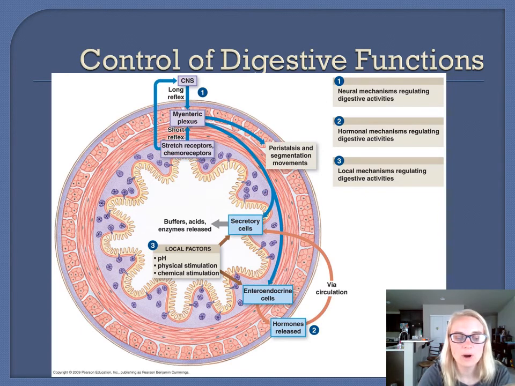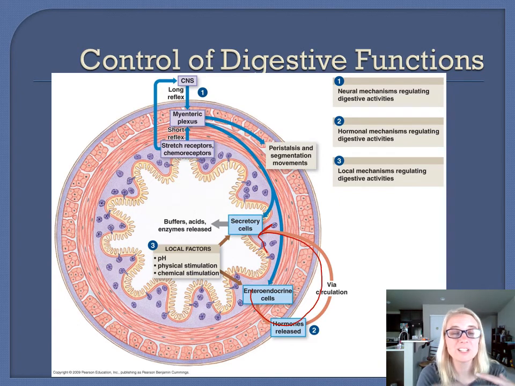And so now the last one is hormonal mechanisms. There are quite a few digestive system hormones we'll be talking about. And these are just like our endocrine hormones. They have a stimulus that triggers them to be released. They have a target organ that they will go to, and then they will have an effect. And a lot of times they go via circulation for them to be a hormone, right?